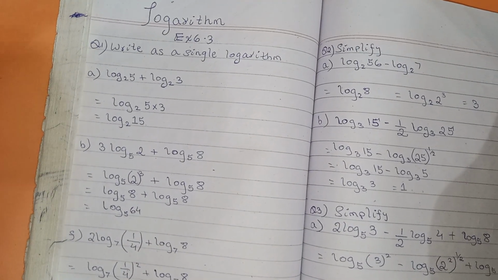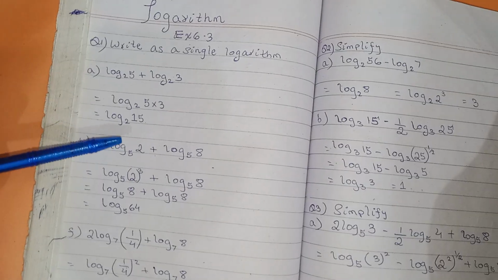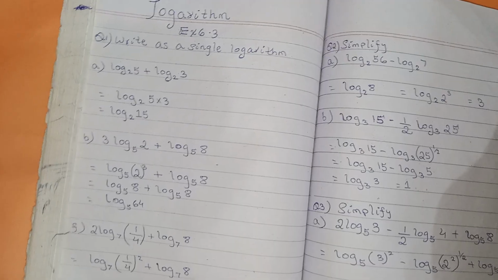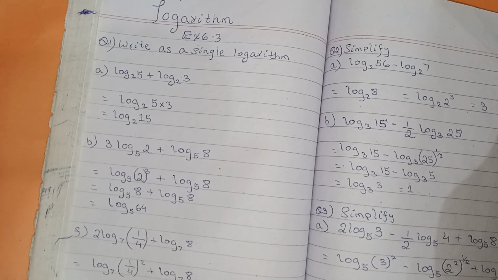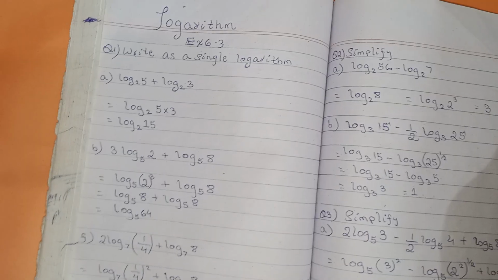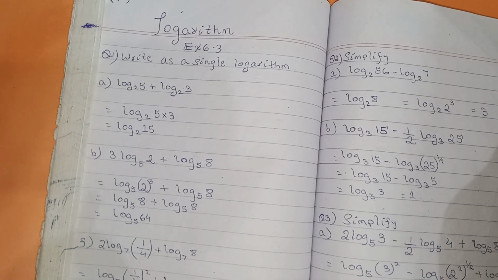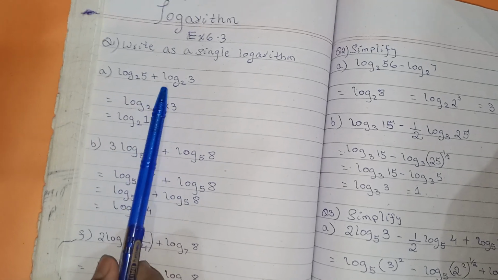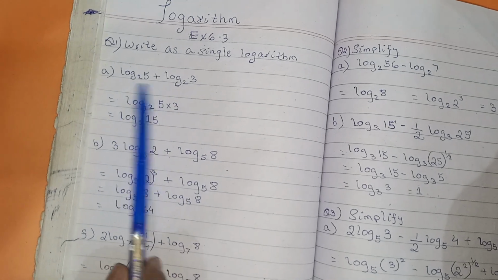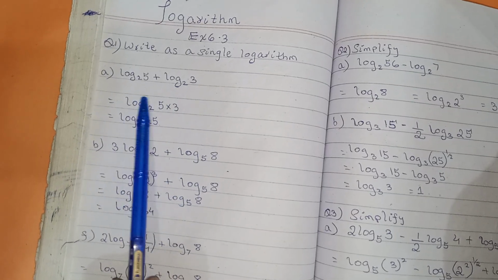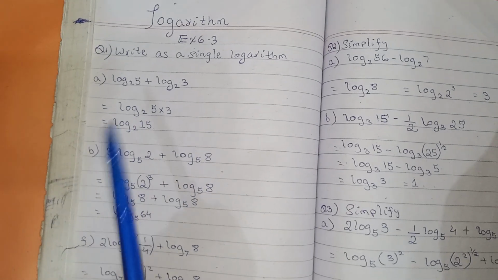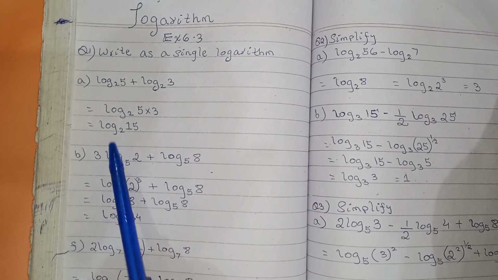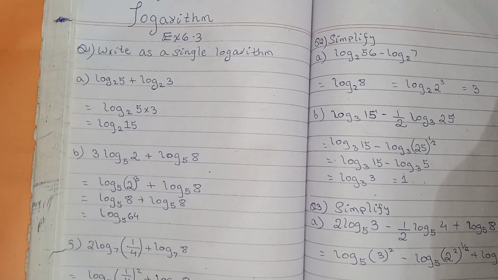The first part says log 2 5 plus log 2 3. If you know the product rule, it says that when logarithms with the same base are being added, the arguments of both logs are multiplied by each other. So 5 times 3 is 15, and our answer is log 2 15.